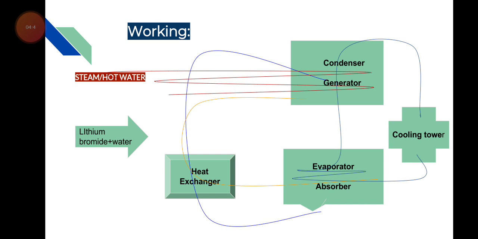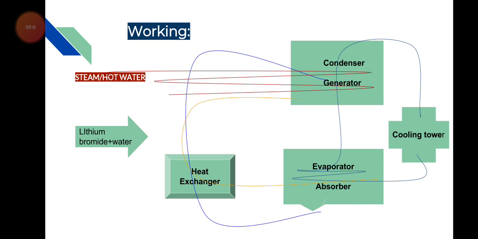This is the weak solution. And then when heat is added to the generator tank, this red line shows the steam, hot water. When the hot water, or we can say the steam, is added to the generator tank, it separates the mixture of lithium bromide and water that is filled up in the generator tank.